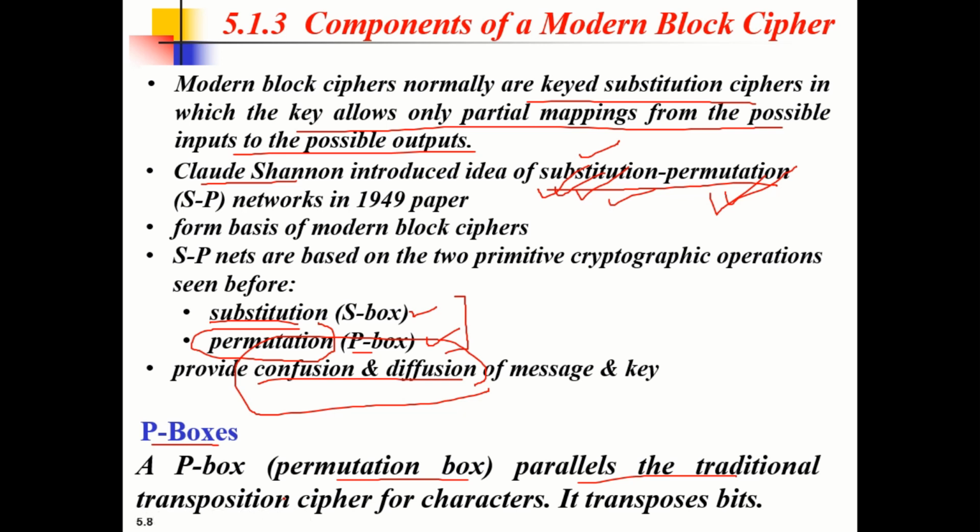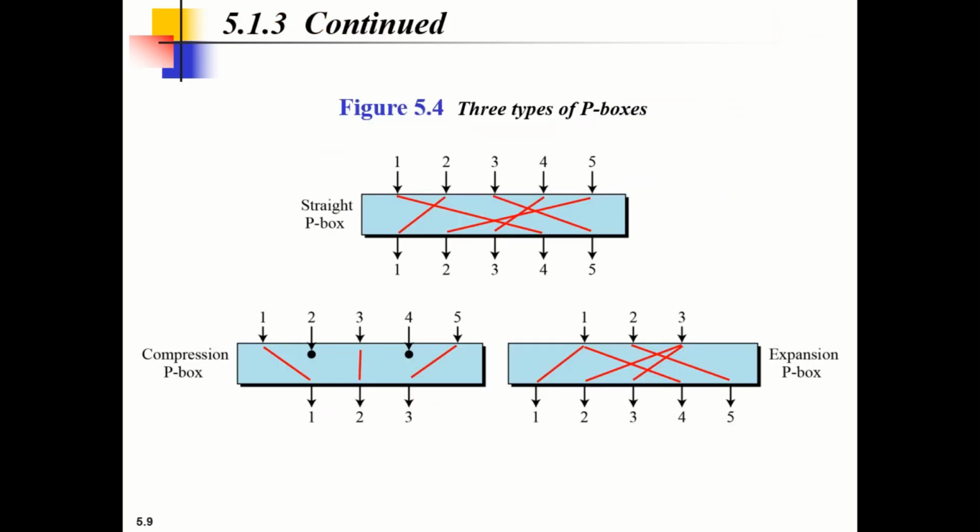So in transposition, what do we do? We simply reorder, or we change the position of, the characters of the plain text, right? So here we'll be dealing with the bits, so we'll be changing the position of the bits only. So it transposes the bits. So when we use bits, we can do their transpose here. How we do that, we will see ahead.